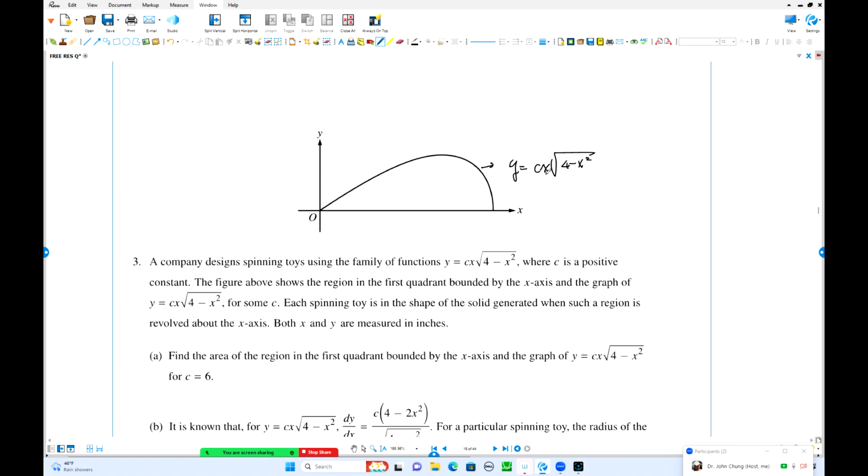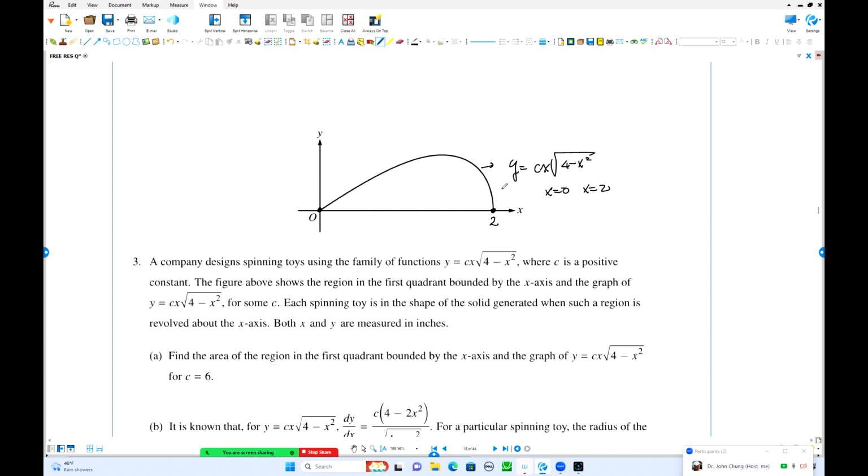When you see it over here, when x equals 0, y equals 0, right? Over here, y is 0 again when x equals 2, because 4 minus 2 squared is 4, still 0. So this is 2. The figure above shows the region in the first quadrant bounded by the x-axis and the graph of y equals this one, and this is some value which we don't know. Each spinning toy is in the shape of the solid generated when such a region is revolved about the x-axis.